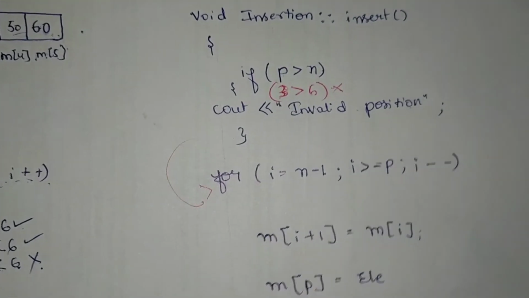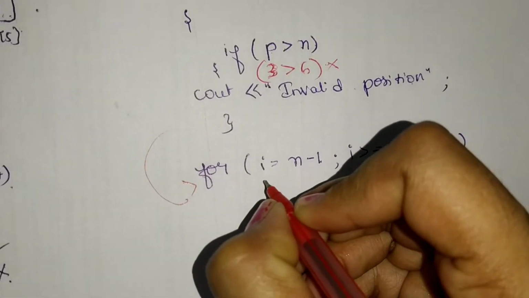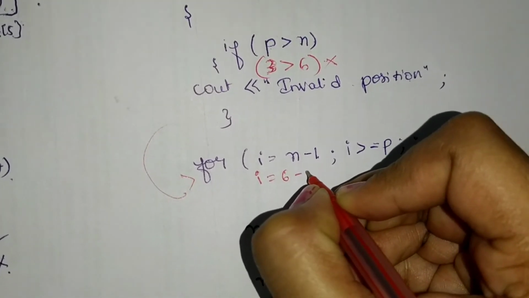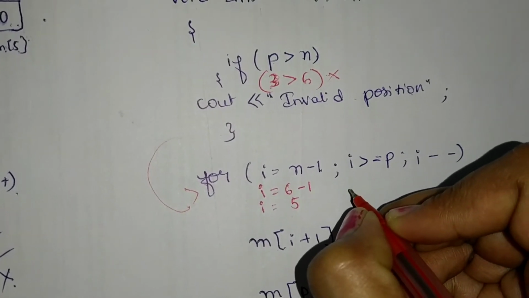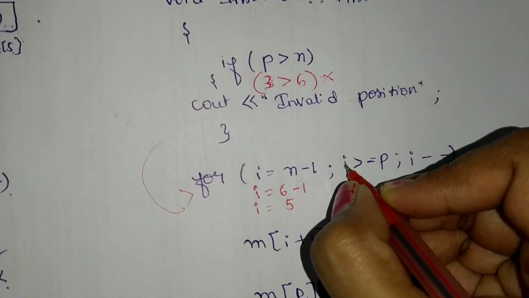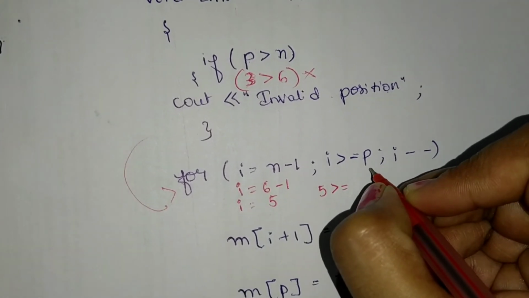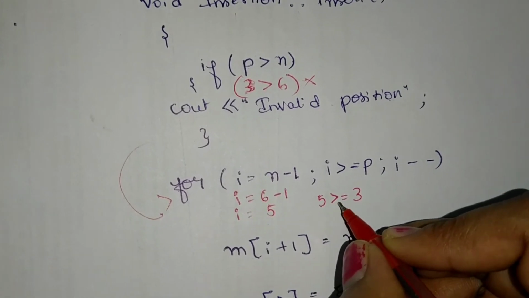Okay, so what it's going to do now, I will be assigned i equals n minus 1. So n value is 6 minus 1, that means i becomes 5 here. Then it will check whether 5, because i is 5, i is greater than or equal to position. What is the position value? 3. So 5 is greater than or equal to 3.